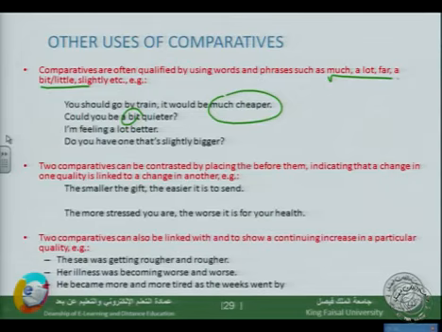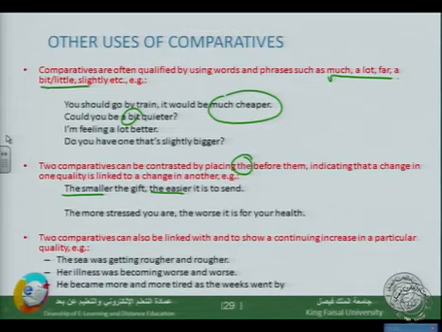Okay. أيضا two comparatives can be contrasted by placing the before them, indicating that a change in one quality is linked to a change in another quality. مثلا خذوا هذا المثال. The smaller the gift, the easier it is to send.